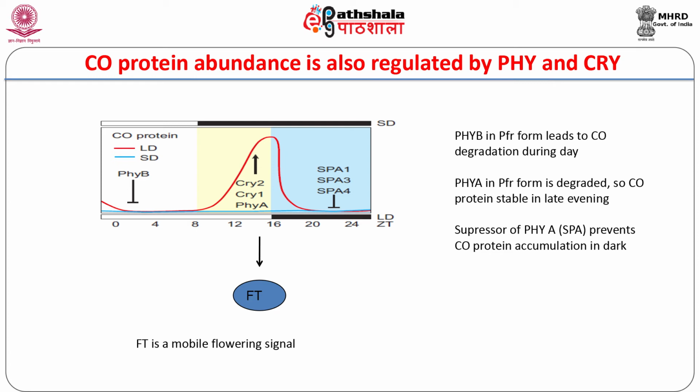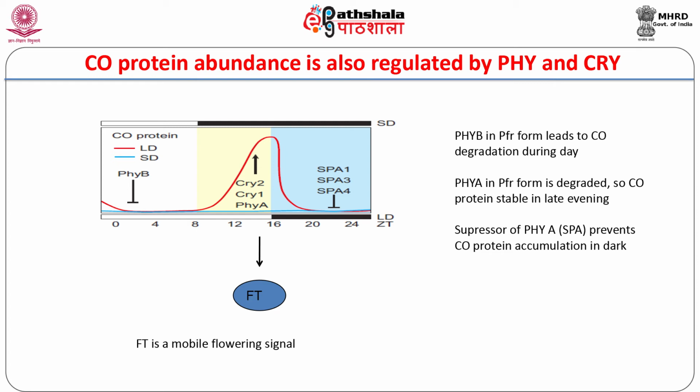However, the PFR form of phytochrome A is short-lived and does not show photoreversibility. Hence, in the evening, the PFR form of phytochrome A does not degrade CO since the PFR form is unstable. On the other hand, the PFR form of phytochrome B degrades CO protein if it is expressed in daylight. Hence, phytochrome A and phytochrome B appear to show opposite effects on the stability of constans protein.